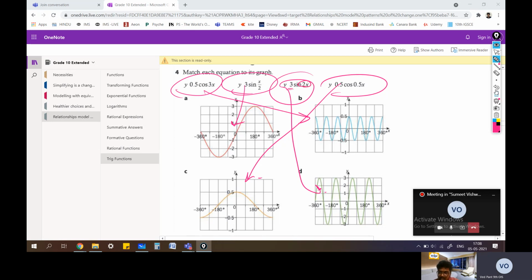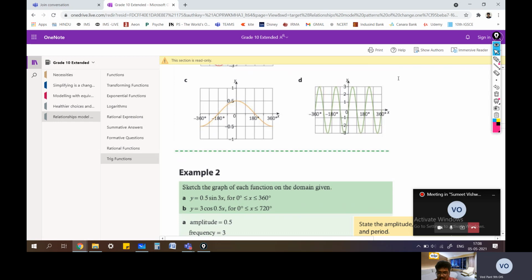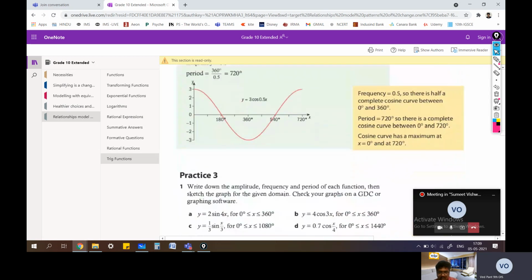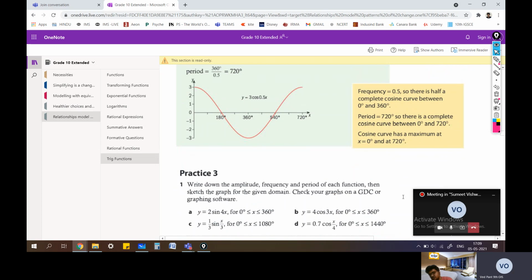3 times. So the easy way is to just look at the 0 to 360 and see how many times it's there. We'll see from the next time. We'll see from practice session 3.